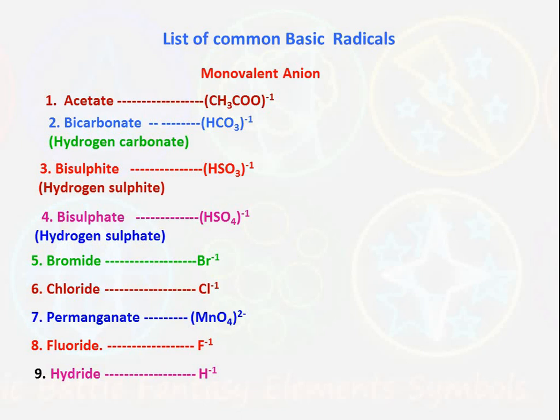Acetate, CH3COO, as a whole has minus 1 charge. Bicarbonate, HCO3, is called bicarbonate or hydrogen carbonate. As a whole it has minus 1 charge. Bisulfite is also called hydrogen sulfite, HSO3, as a whole having minus 1 charge. Bisulfate, hydrogen sulfate, also called HSO4, as a whole minus 1 charge. Bromide ion, Br negative, chloride ion, Cl negative, permanganate, MnO4, as a whole minus 1 charge.